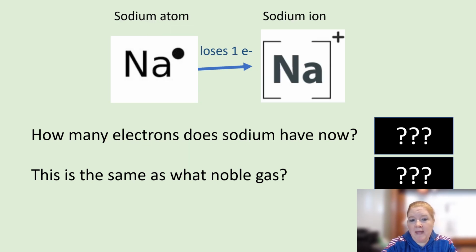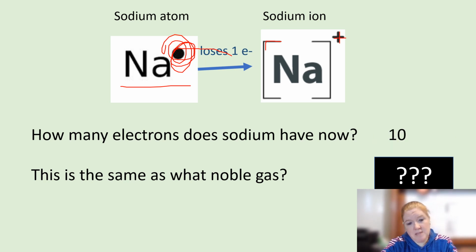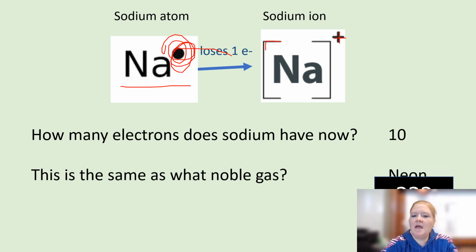Okay, let's look at another example. So here we have a sodium atom. It has 1 valence electron, so this is its Lewis dot structure. It loses 1 electron. So when I draw the Lewis dot for the ion, I put the bracket still. I put the charge, which is +1. But notice I don't have any dots because it lost this 1. Okay? So how many total electrons does it have? Well, when you look on the periodic table, sodium starts with 11, but it lost 1, so it has 10. And that's the same as what noble gas? What noble gas has 10 electrons? That would be neon.